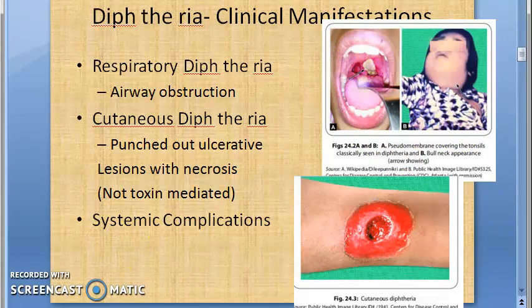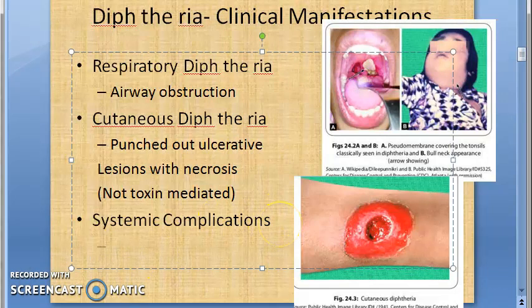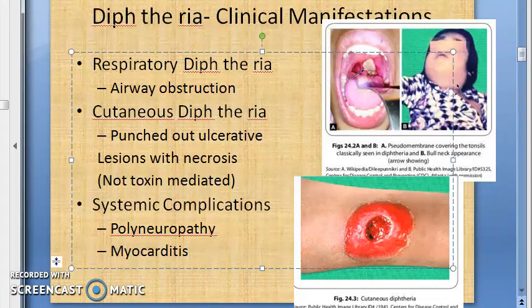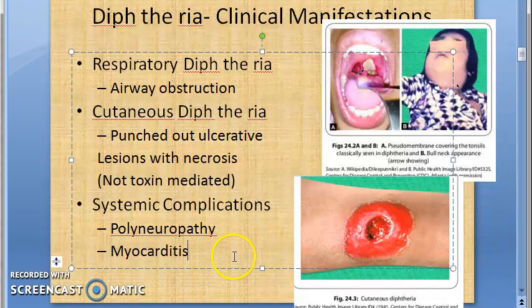Fine. Systemic complications, let us see. There could be neurologic manifestations. There could be myocarditis. Oops, it's affecting a lot of things. Polyneuropathy and myocarditis are late toxic manifestations of diphtheria. Other complications can be pneumonia, renal failure, encephalitis, cerebral infarction, pulmonary embolism. So everything on earth actually, right?